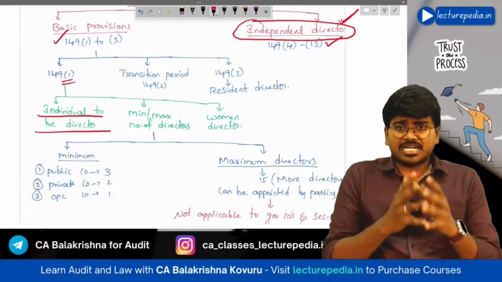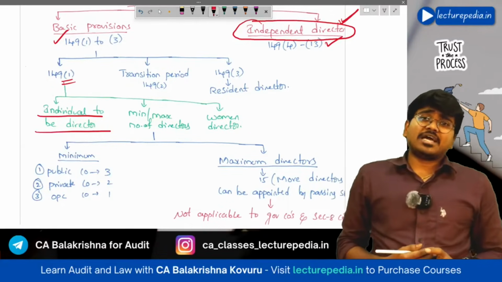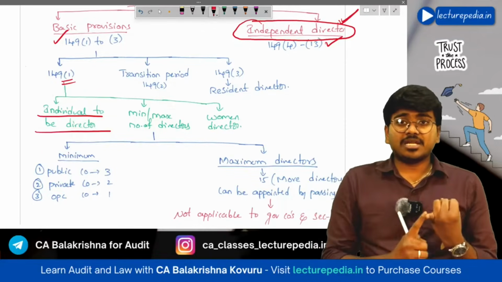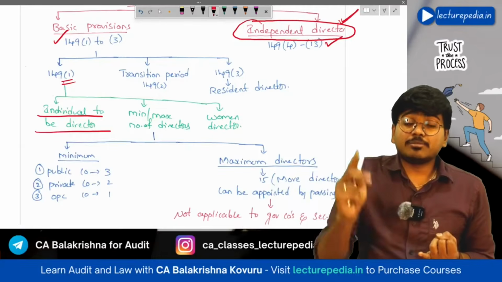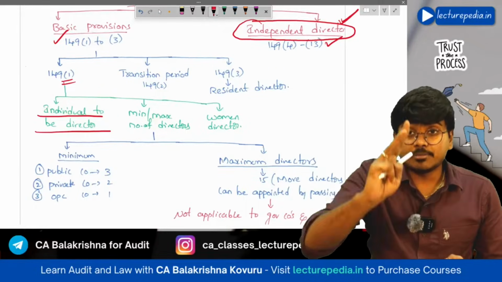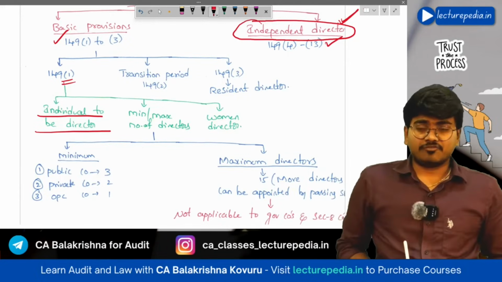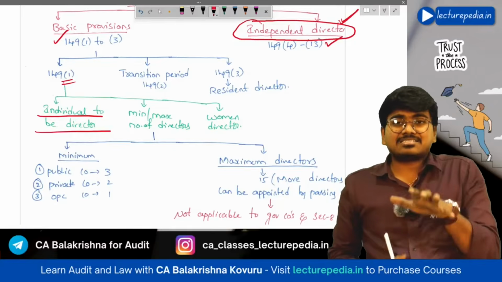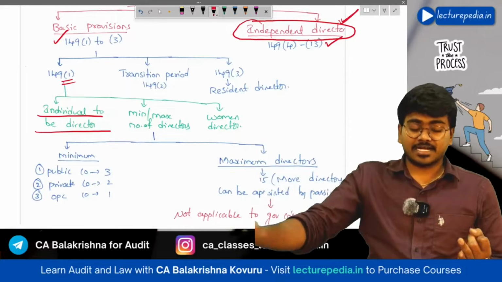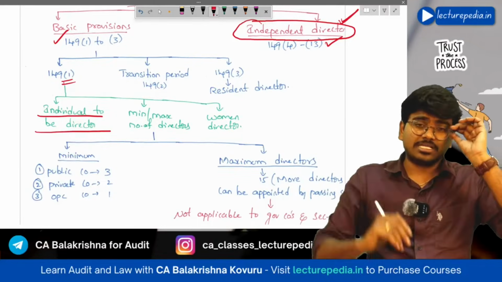Starting with the minimum number of directors that the company should have, it will vary based on the type of the company. If the company is a private limited company, then a minimum of 2 directors must be there. If the company is a public company, then a minimum of 3 directors must be there. If the company is a one person company, then 1 director is enough. So private limited company 2 directors, public limited company 3 directors, and one person company 1 director. These are the limits specified by the Act itself.